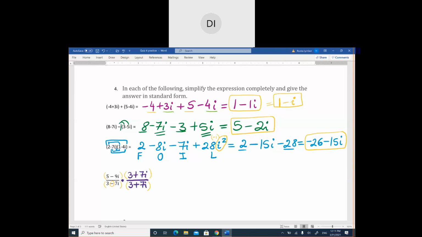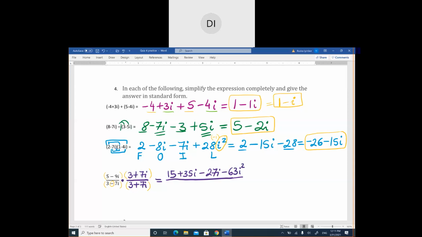Okay, so now we have to FOIL up, FOIL down. We have to do that for the numerator and for the denominator. So let's do that. We have 5 times 3, 15. 5 times 7i is plus 35i. Then negative 9i times 3 is negative 27i. And then negative 9 times positive 7 is negative 63i squared. So that's what you have in the top.